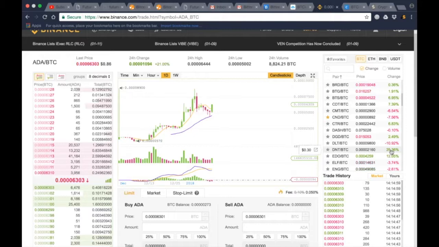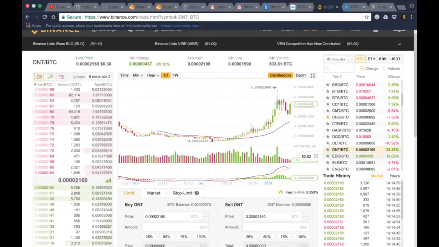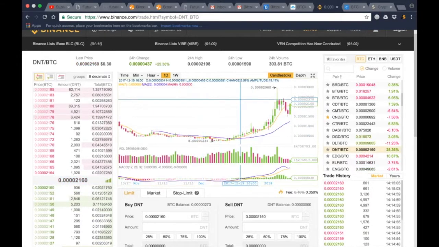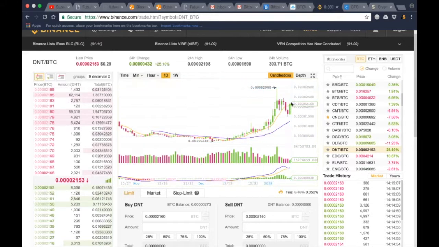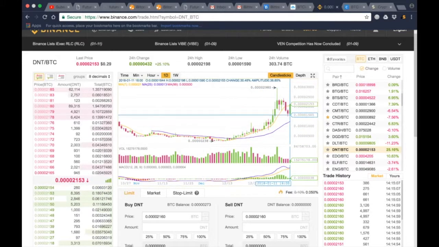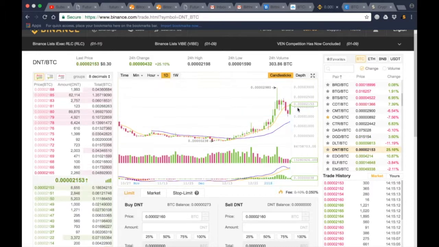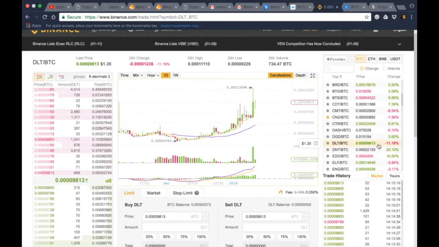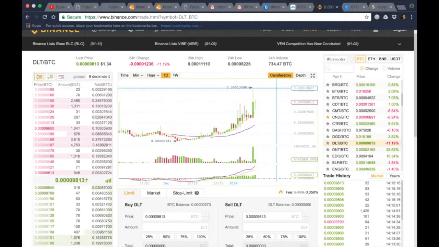You don't want to jump into these coins. Let's take a look at this really quick. Wow, yeah. Runs up, goes down, and as you can see here, it went as low as 1585, rounding up to 2153-ish. But let's look here at DLT, down 11% on the day. All-time high, 13098, and it's currently at 9813, which is still pretty high considering how much it's run up.